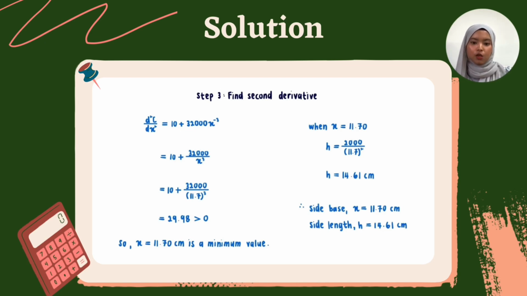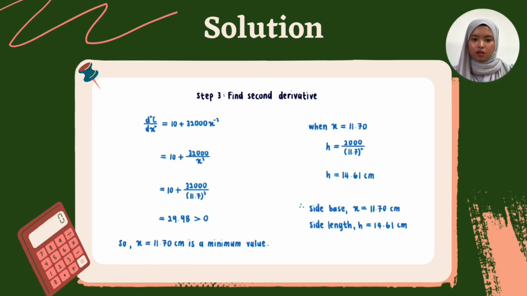Step 3, we need to do a second derivative test by using the dc over dx equation. So we differentiate the equation to get d squared c over dx squared, and we get 10 plus 32,000 over x cubed. By using this equation, we can substitute the value of x, which is 11.70, into this equation, and the answer we get is 29.98. As we know, if the value is greater than 0, then the answer will be a minimum value. Since our answer 29.98 is greater than 0, the value of x equal to 11.70 is a minimum value.